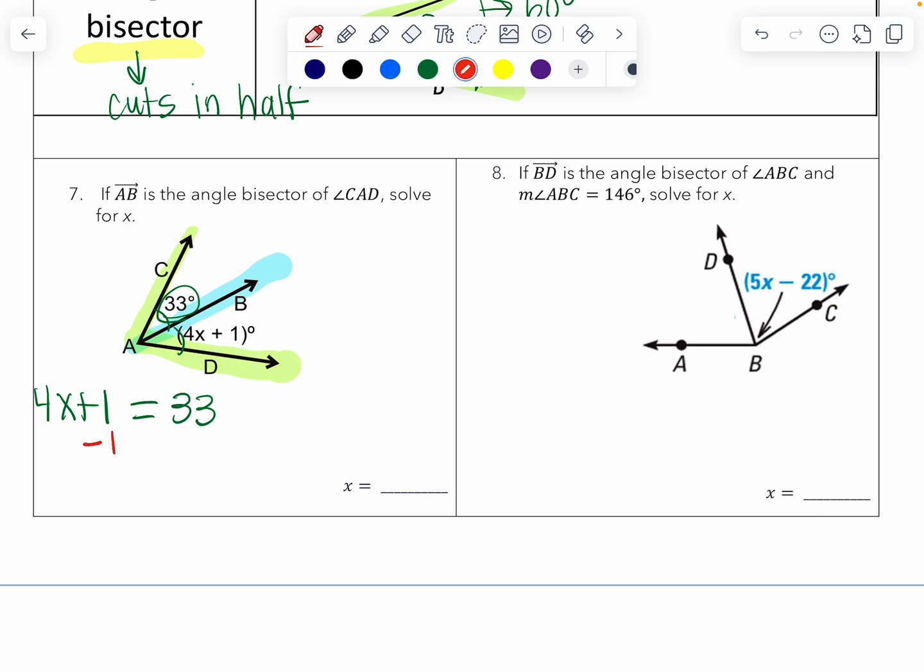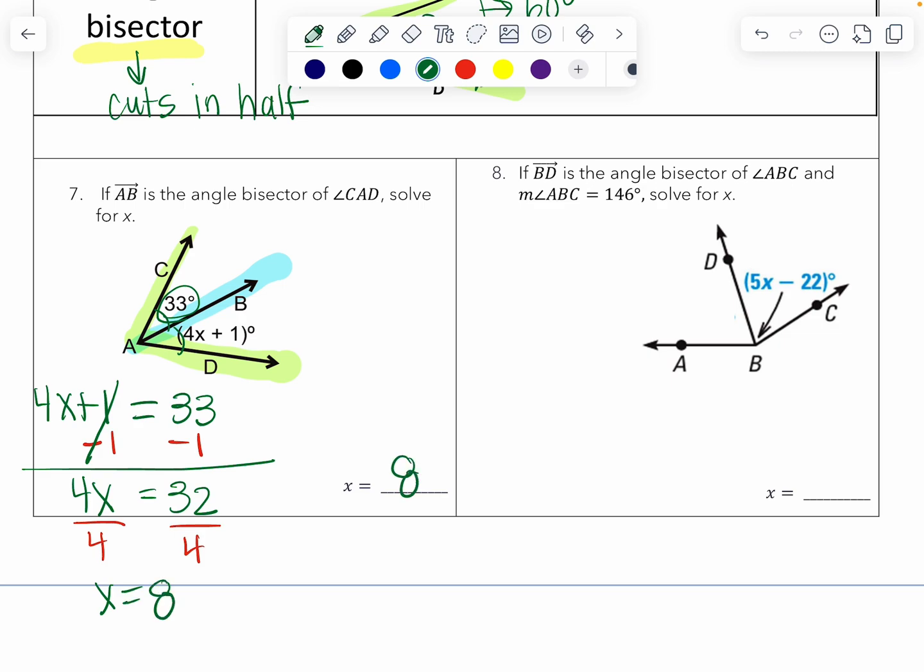We could do that by subtracting 1 from each side. Those 1's eliminate, and we would have 4x is equal to 32. Next step would be to divide by 4. So x would be equal to 8. And that's all they want, so we can stop there. We're not substituting anything back in. If we wanted to check our work, we could substitute that 8 back in for x, and we should get 33.